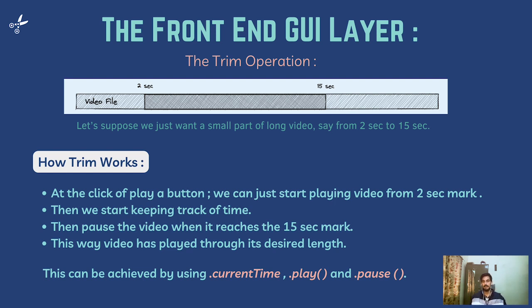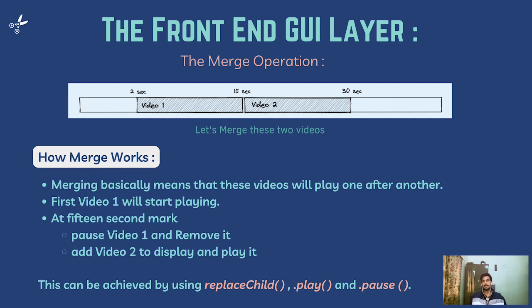And as soon as the 15-second mark is hit, we pause the current video. This can be very easily done with native web APIs using .currentTime, .play, .pause available on the HTML video elements. Similarly, for the merge operation, merge is another most common operation performed in video editors.